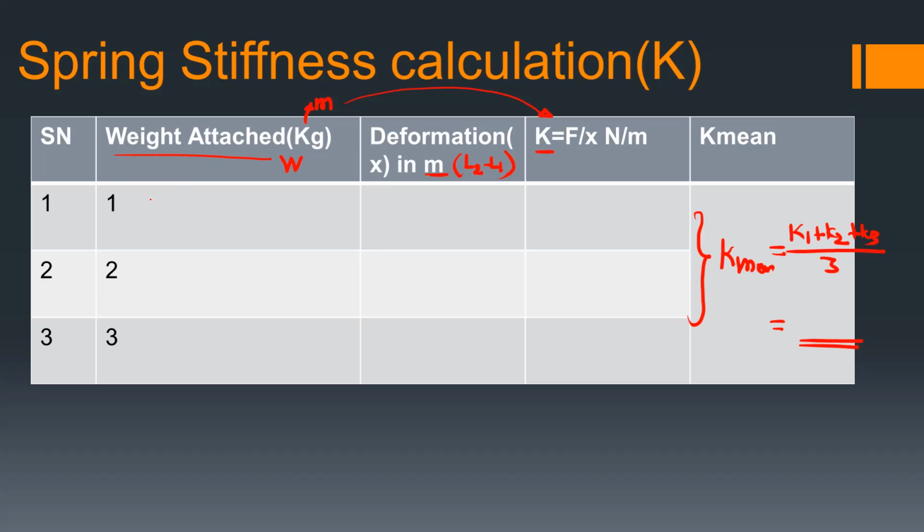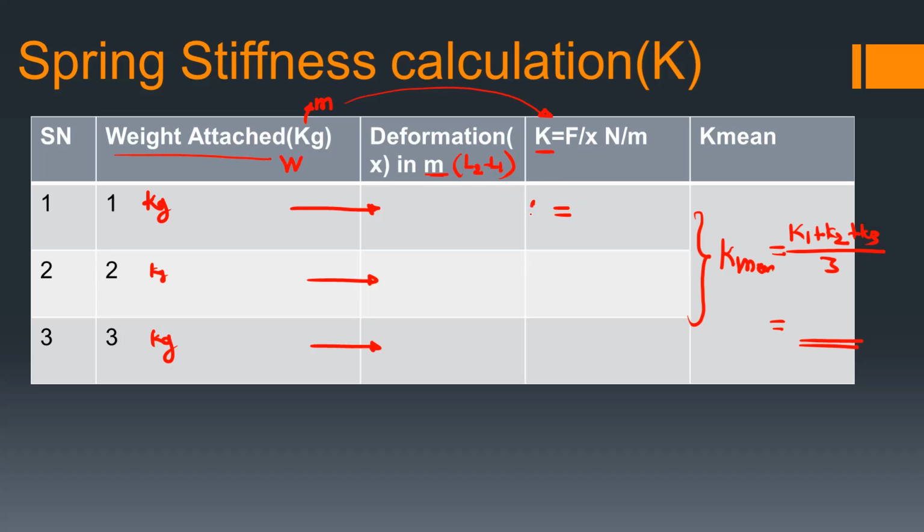Weight attached: we will connect the weights 1 kg, 2 kg and 3 kg. These are the known values of the weight. For each weight, for the same spring, we will measure the deformation. As we increase the weight, we will get an increasing value for the deformation. Put this value of deformation in the formula of K.